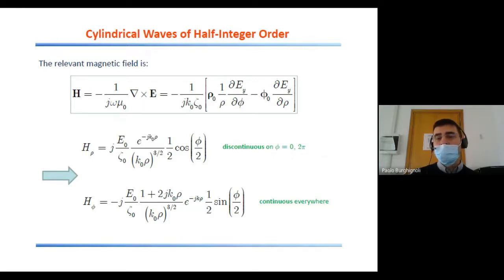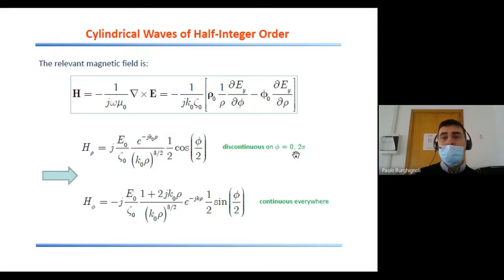That is because there is the sine function, whereas the cosine function is discontinuous when phi is equal to 0 and when phi is equal to 2 pi. That is because 2 pi divided by 2 is pi, and the cosine of pi is equal to -1. So we have a discontinuity exactly where the half plane is located.